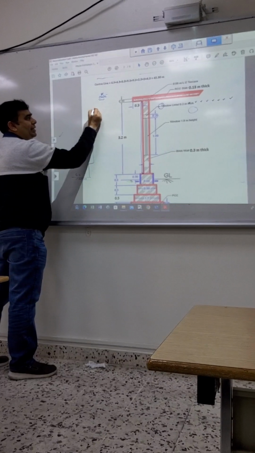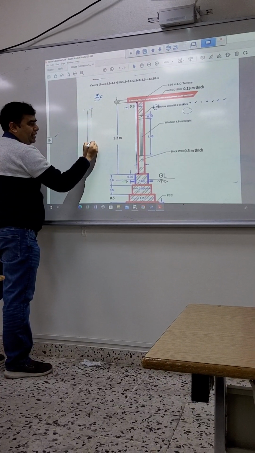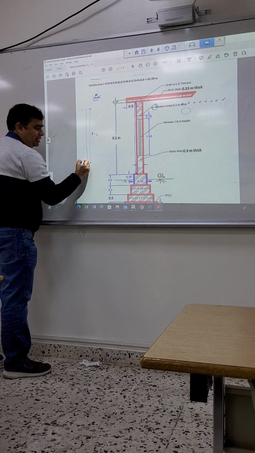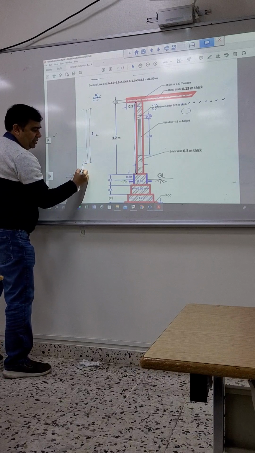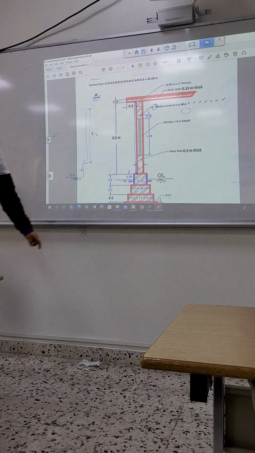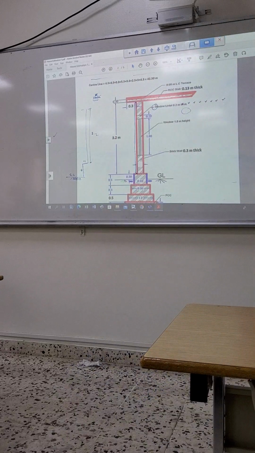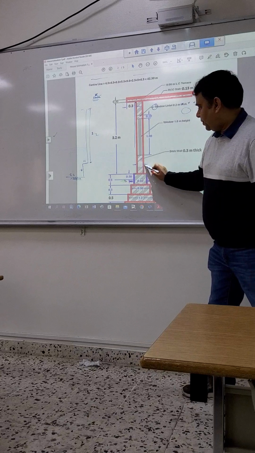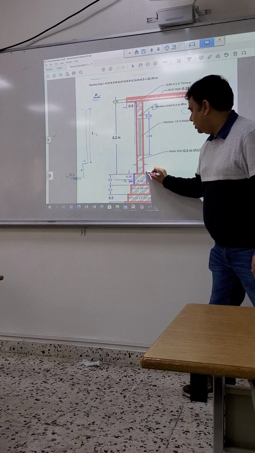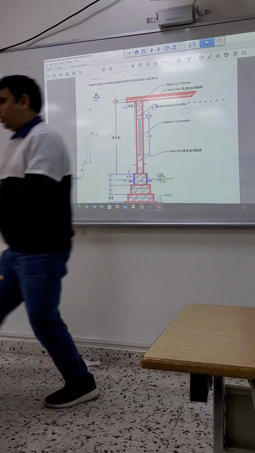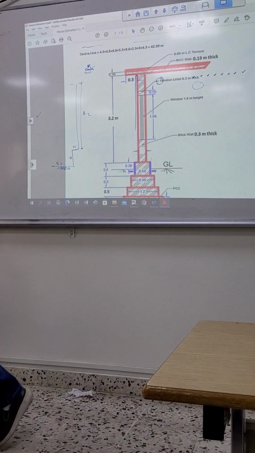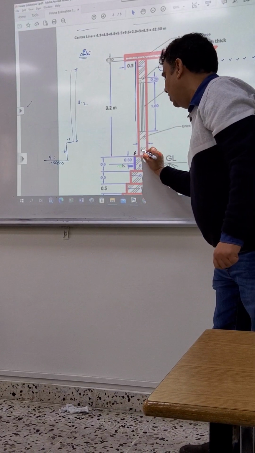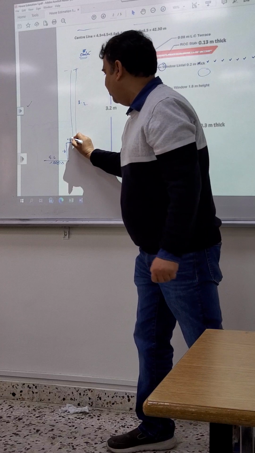So this height from here to here is 3.2. This width is 0.1 and this height is 0.3. Clear? Just see here. This is 0.3, and this one is 0.6. So this is 0.15 and this one is 0.15. This is 0.15, this is 0.15 and this is 0.3. So that is why here it is 0.15.